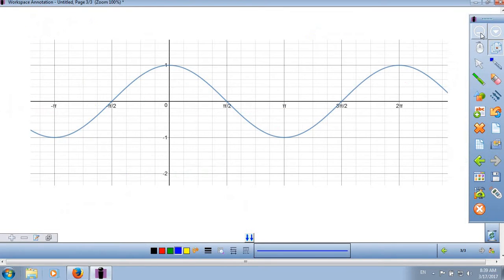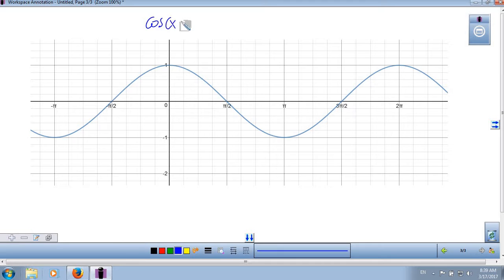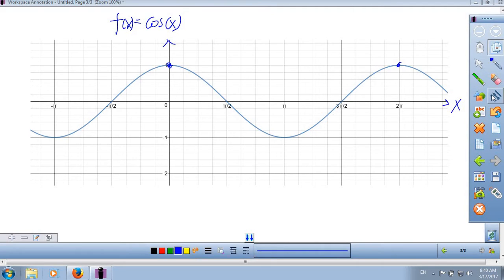Now it is the same thing for cosine. So this is a cosine function, f of x equal to cosine x, and this is your x-axis. Again, the distance from peak to peak is 2 pi, from 1 to 1, and that is your period. We can use p to indicate the period. The frequency of this function, 1 over p, is going to be 1 over 2 pi.